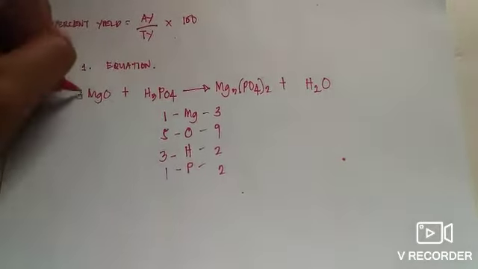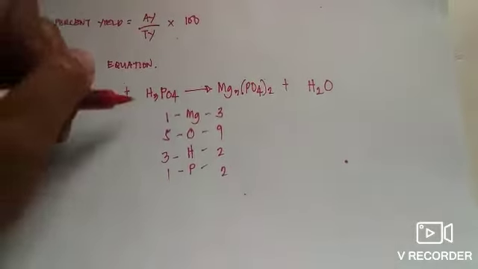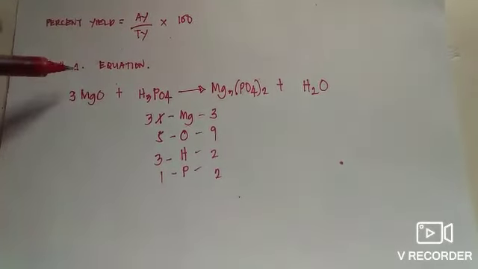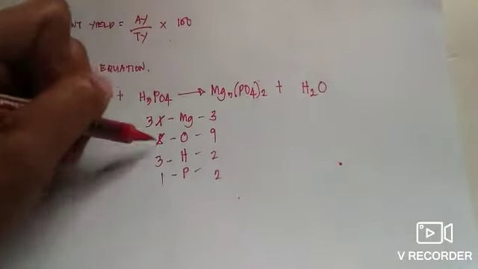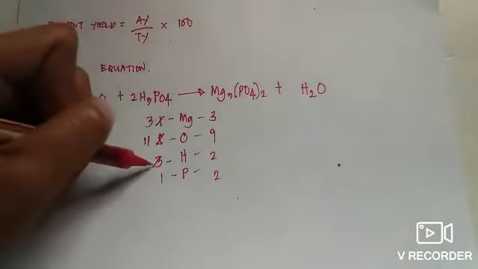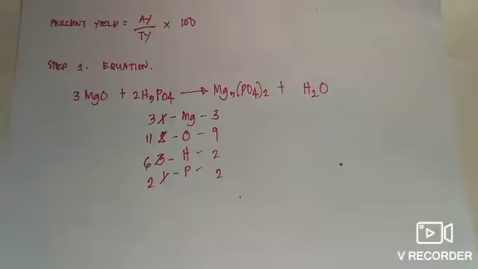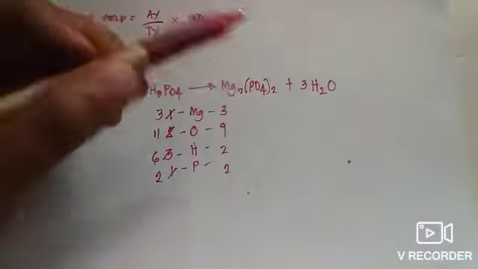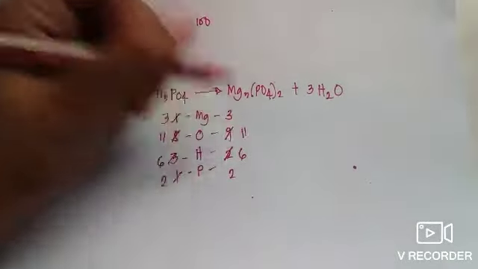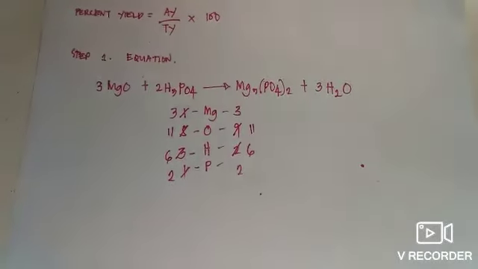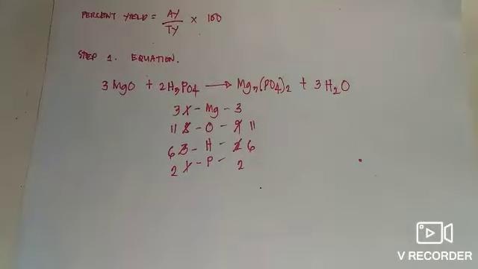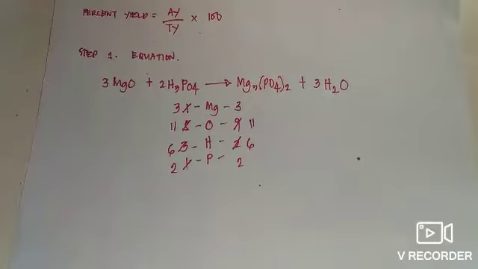So let us put 3. 3 times 1 is 3, so we will get the value of 11 oxygen. Then put 2, we have 6 hydrogen. Then 2 phosphorus. On the other side, let us add 3, so we obtain 6. Then 11, because 9 plus 2 is 11. 6 plus 3. Okay.